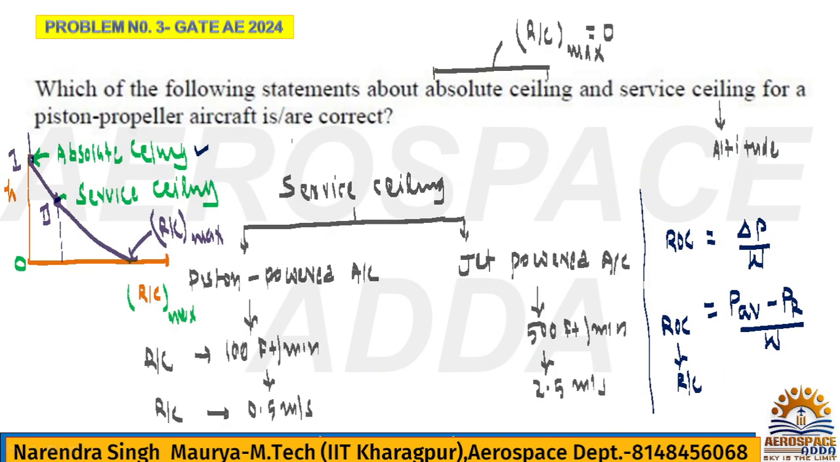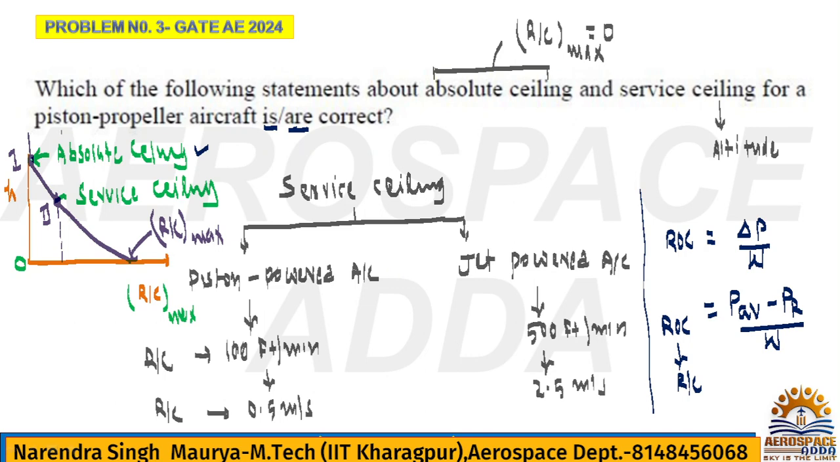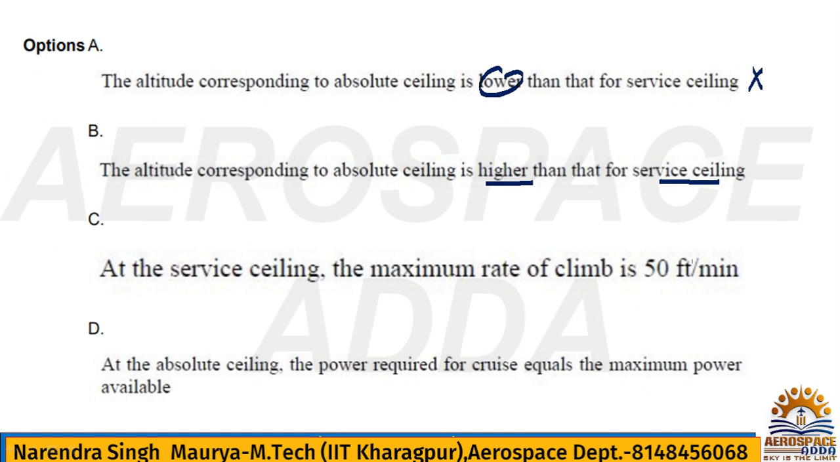Because it is an MSQ, 'is or are' means more than one option can be correct. So we'll go for the third option. At the service ceiling, the maximum rate of climb is 50 feet per minute. This 50 feet per minute is for what type of engine? Check, piston propeller aircraft or piston powered. What is the piston powered maximum rate of climb? It is 100 feet per minute. But what they have given is 50 feet per minute. Means this is also wrong.